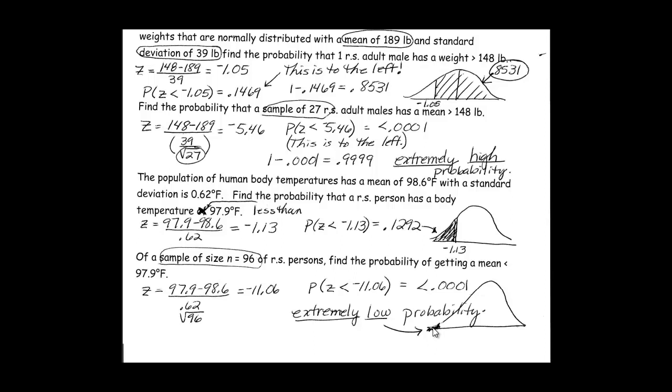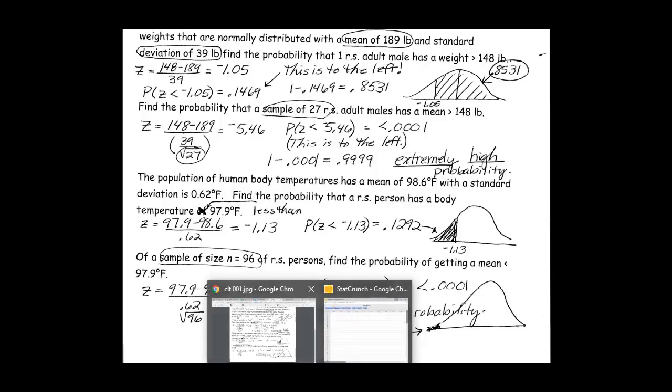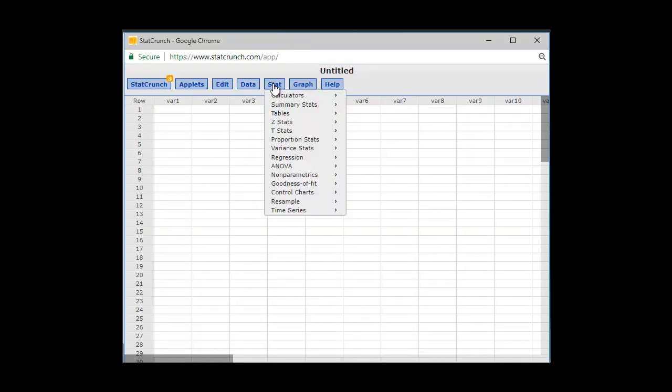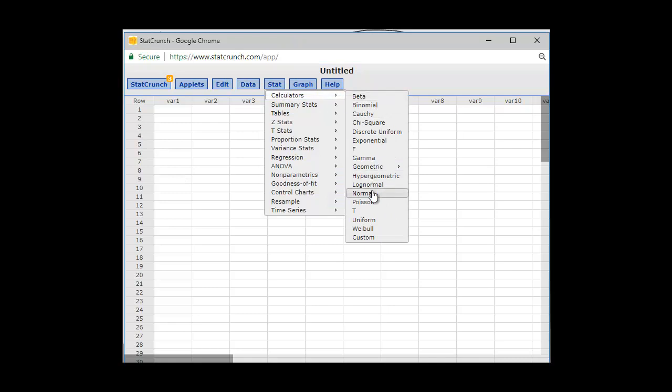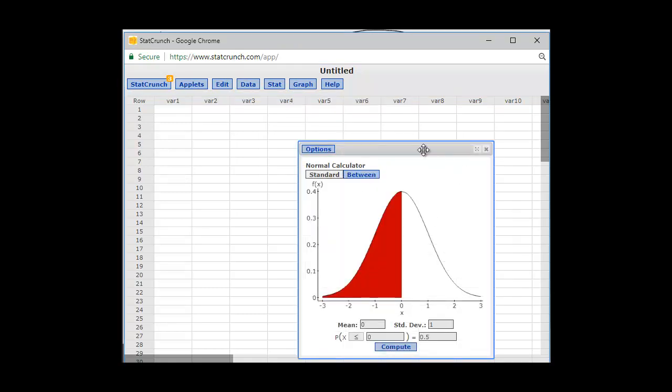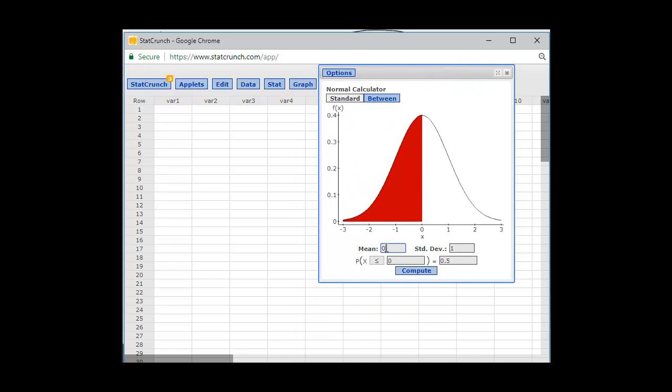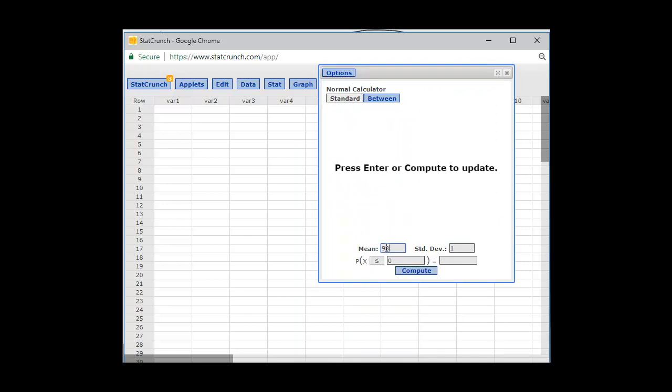In fact, I kind of bubbled in something here so you can see that I didn't ignore it, but that probably doesn't even do it justice. It's way out here. I'm going to go ahead and do this again on StatCrunch. So stat, calculators, down to normal. We've got our standard default again, but I need to put in our mean. The advertised mean is 98.6. Standard deviation is 0.62. We're checking out the likelihood of 97.9.